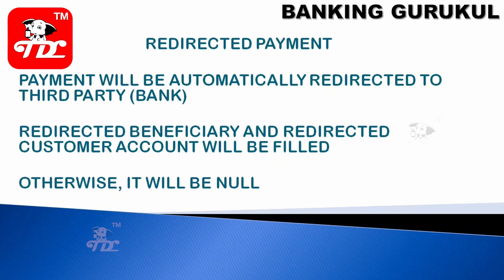So in a redirect payment, what will happen? We will have one sender sort code, and you have the beneficiary bank sort code and account number, and automatically this message will be redirected to another bank, Z bank's sort code with account number. If in your message you see that the redirected beneficiary and redirected customer account number are filled, then it is a redirected message. If there is a null value, it is a direct payment, meaning you are sending from X bank to Y bank. In redirected, X to Y, Y to Z, it will go to a third bank.